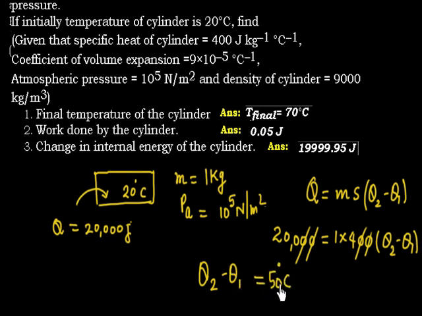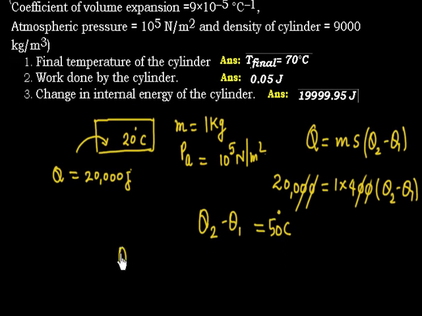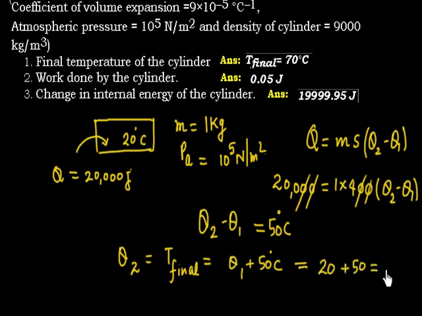So easy. Now I know the theta 1. What is the theta 1? So the initial temperature of the cylinder is 20 degrees centigrade. So what is the final temperature? So theta 2, or I can call this the final temperature, TF. So what is the final temperature? That is theta 1 plus 50 degrees centigrade. Are you getting or not? And I know theta 1 is basically 20 degrees centigrade. So this becomes 20 plus 50. So this is 70 degrees centigrade. So the final temperature is 70 degrees centigrade.